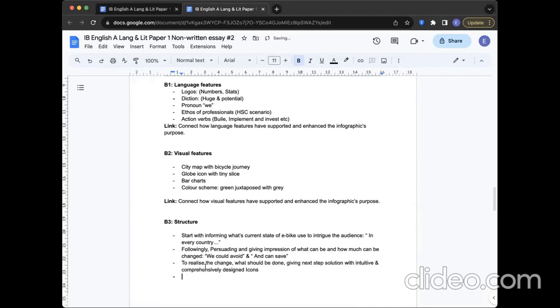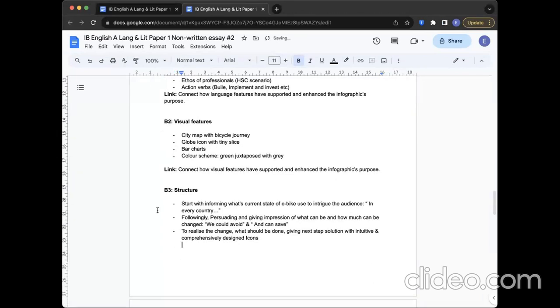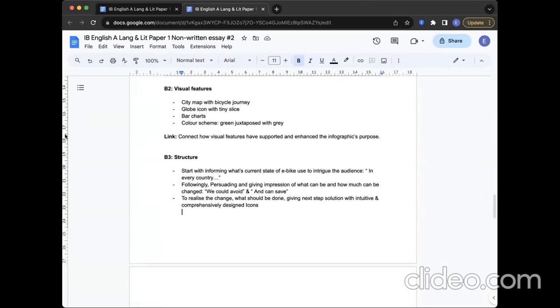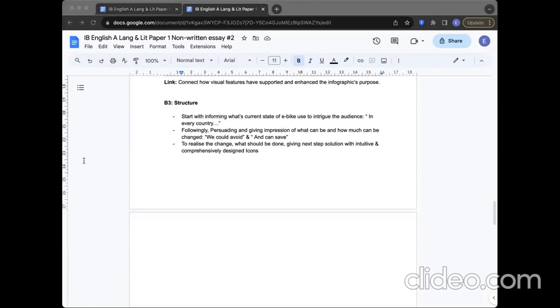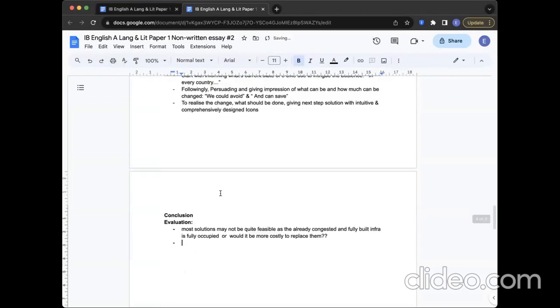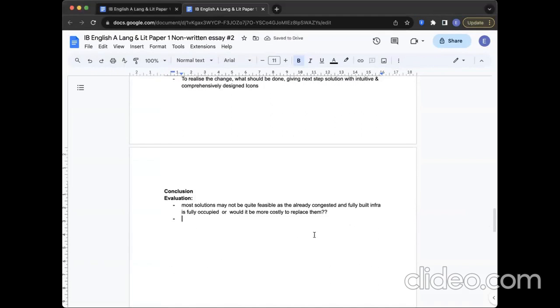The last structure is having this content. The infographic says, to realize the change, what should be done, giving next step solutions, right? As we already have checked, the infographic is providing intuitive and quite comprehensively understandable icons so that the targeted audience can know what's next, things like that. And the conclusion content is the same. After you rephrase the thesis, you can point out some potential evaluation points, which are the same ones from the first way. But if you can think of something else, please do include. Yes.